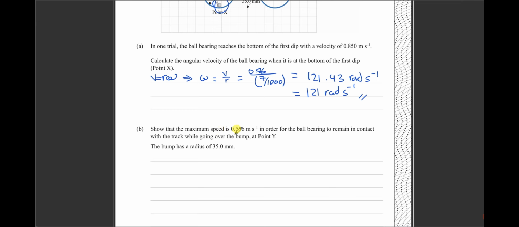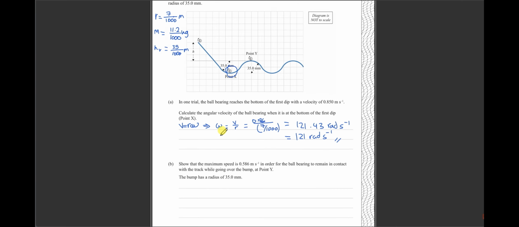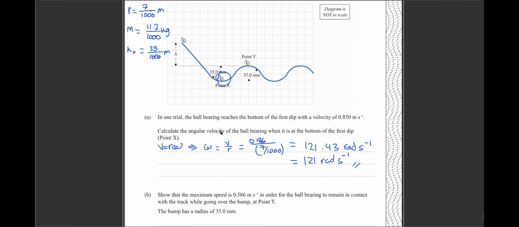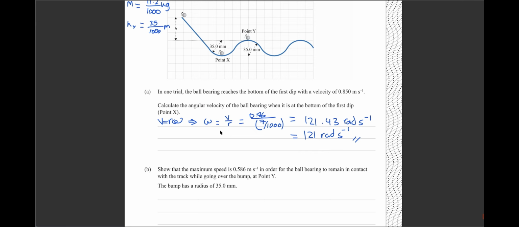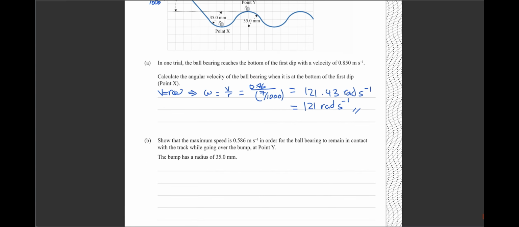Show that the maximum speed is 0.586 meters per second in order for the ball bearing to remain in contact with the track while going over the bump at point Y. So what this basically means is that, over point Y, in other words, when the ball is at the point Y, we can't have an excess force in the vertical direction. So the only possible value it could be is zero. So then the vertical force here is equal to zero. In other words, the force pulling it down and the reaction force from its weight force should be equal.